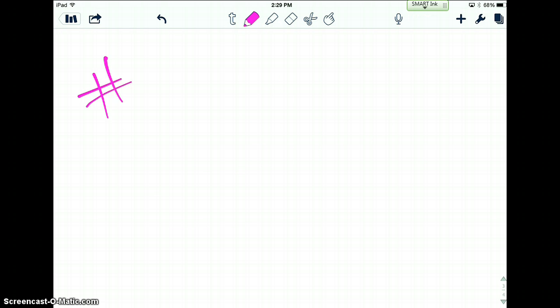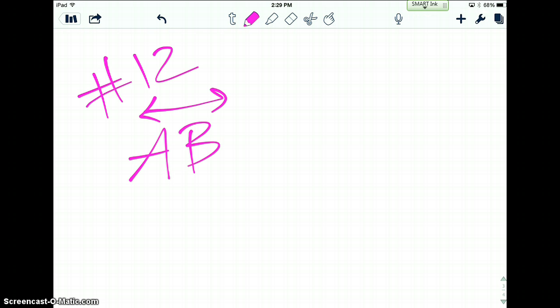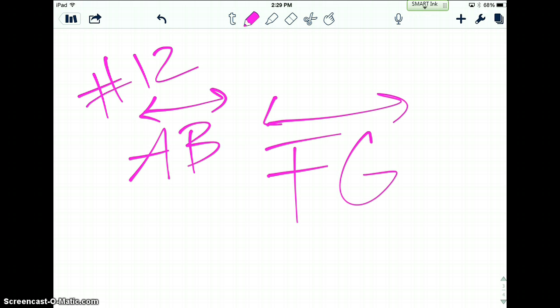Okay, let's go to number 12. You're going to name all lines that are parallel to AB. Line AB. What are other lines that are parallel to AB? I will give you a hint: there's only one line that is parallel. And that line is, if you haven't gotten it yet, pause the video, FG. And I would name it FG and not GH just because F corresponds with A and G corresponds with B.